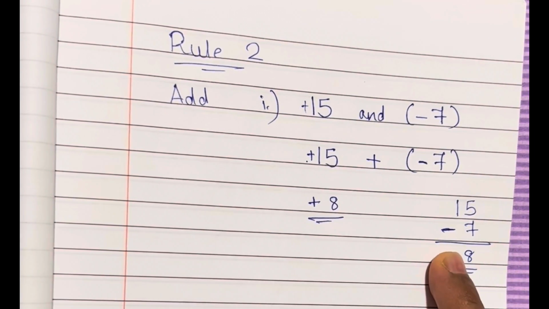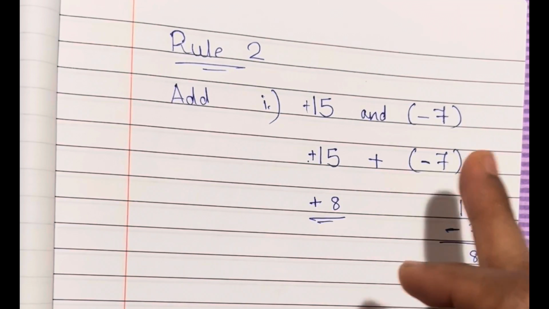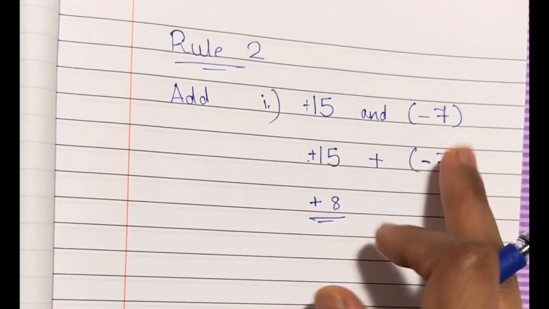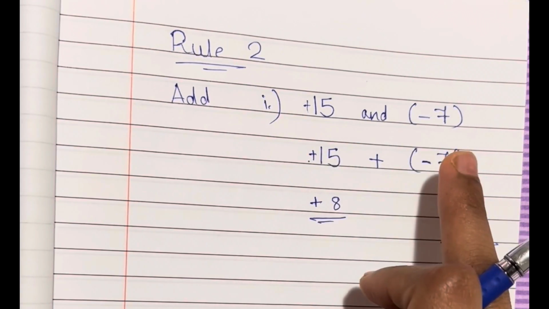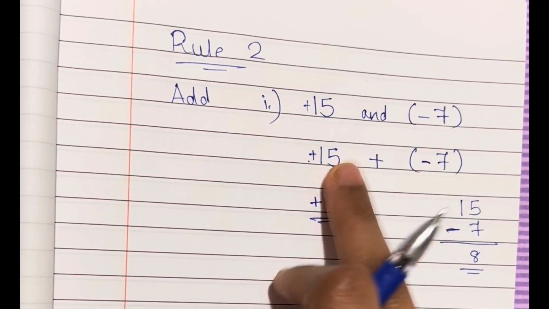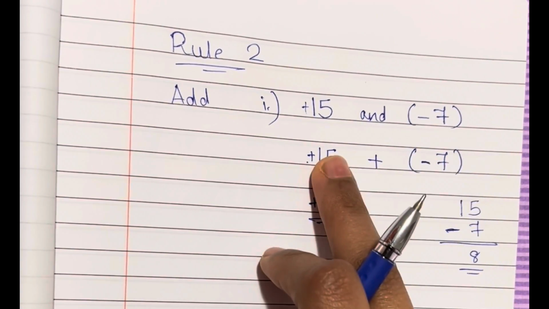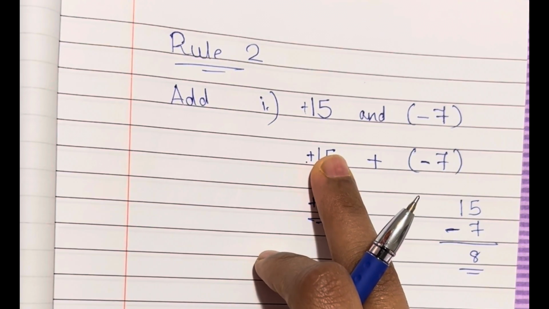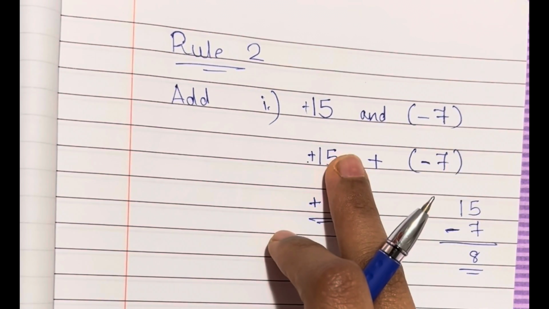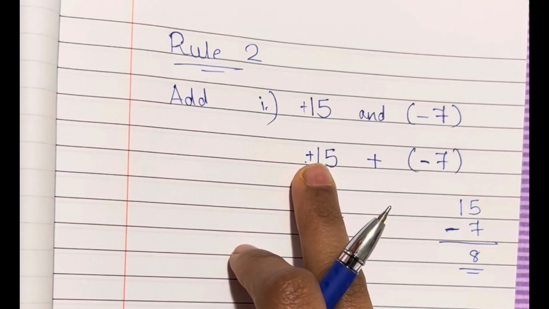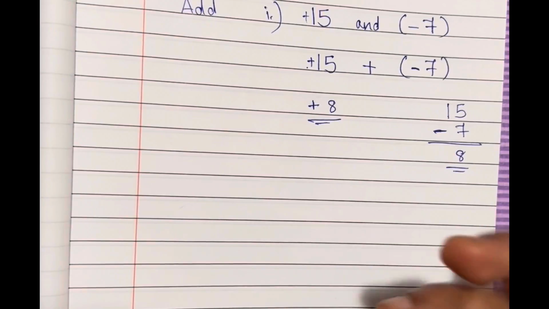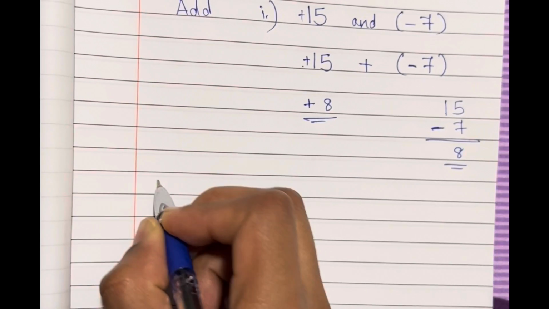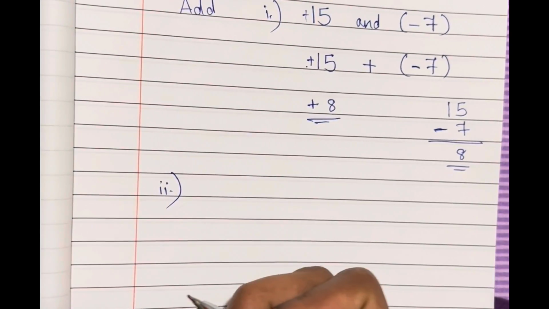It's different from rule 1. It is subtraction. Simply subtract 15 and 7. Do not consider the sign for now. Right now, just subtract 15 and 7 and you get the answer 8. Then see which is the bigger number, 15 or 7. Simply consider the numbers, no need to consider the sign right now. 15 is big, and the sign of 15 is plus. So the answer will be plus 8. Simple. Again, one more example we'll do, so it will be clear.